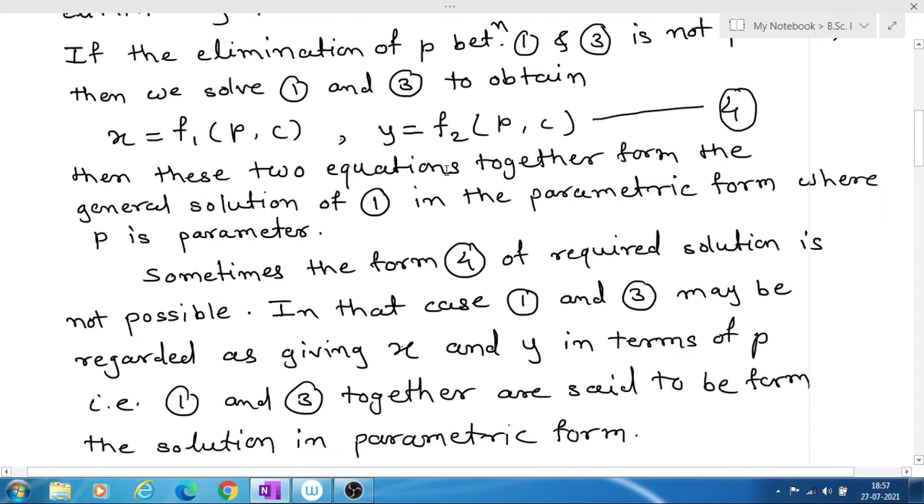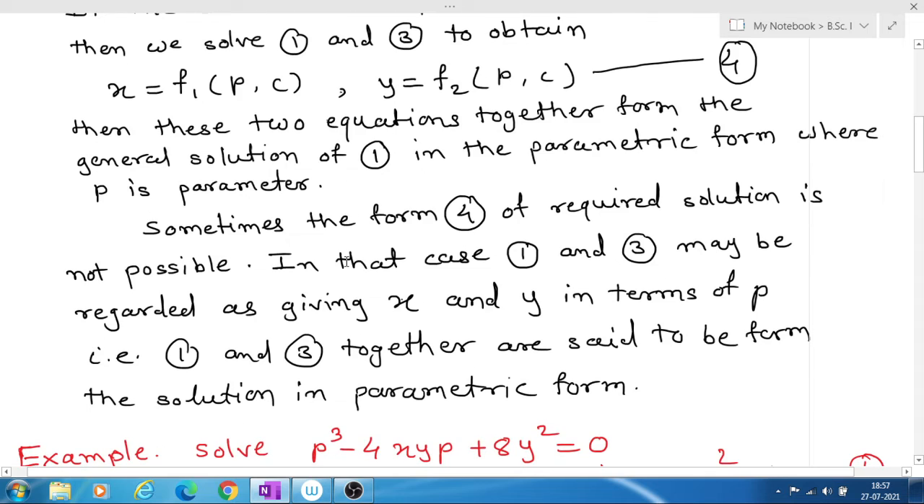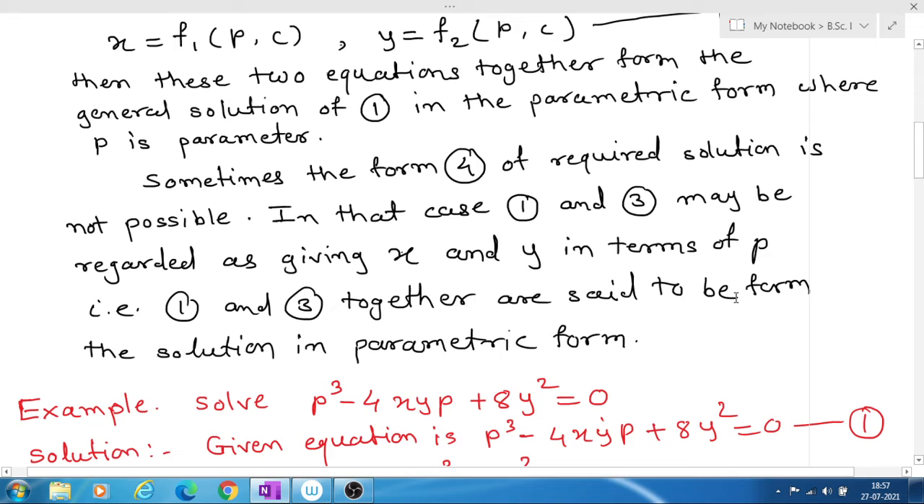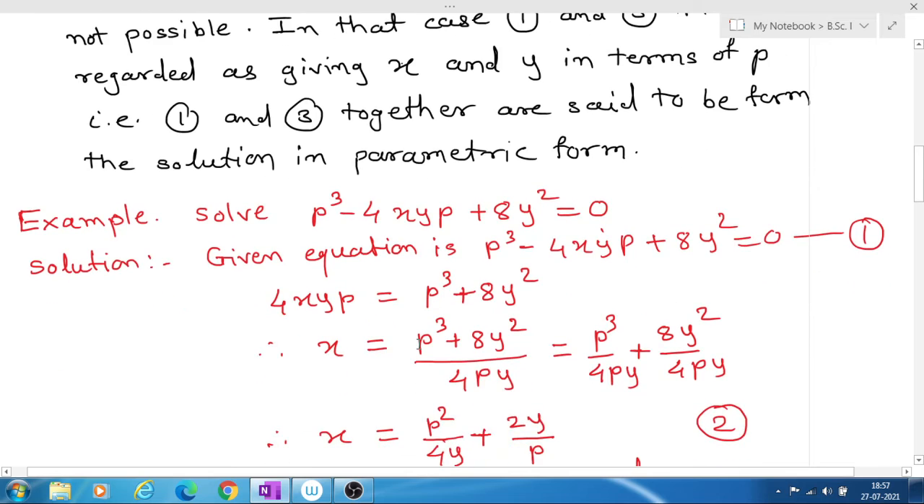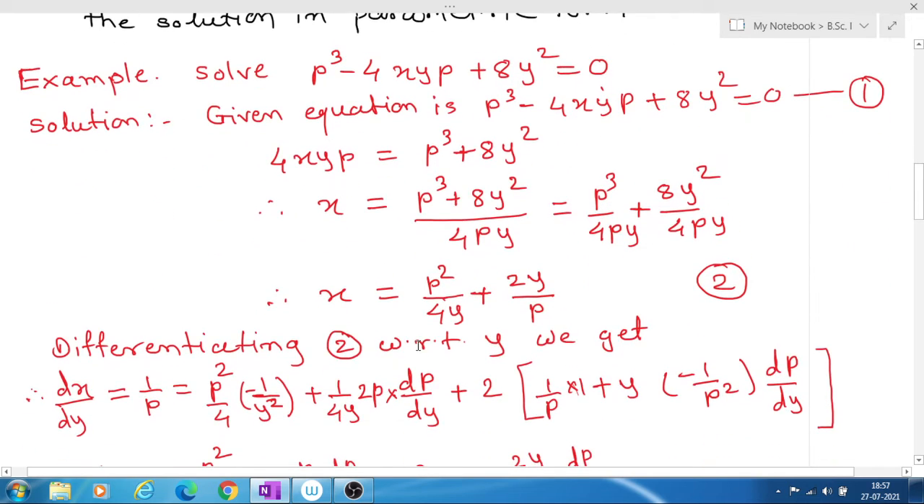Sometimes these two parametric equations for x and y we cannot get. So at that time equations 1 and 3 may be regarded as giving x and y in terms of p, that is, equations 1 and 3 together are said to form the solution in parametric form. So this is the method of solution. Now let us see an example.